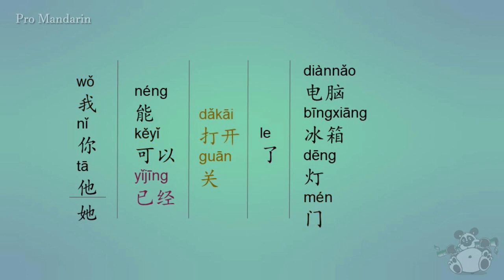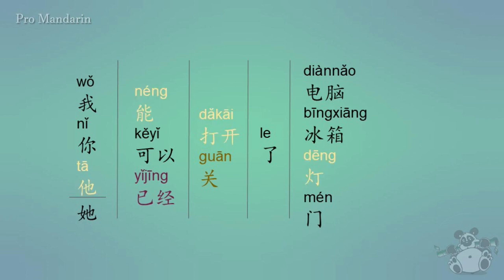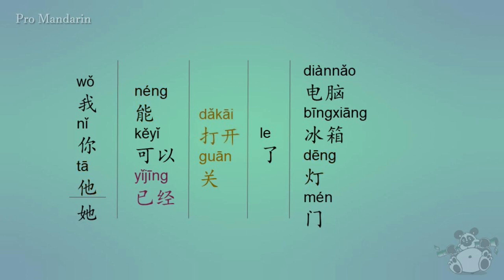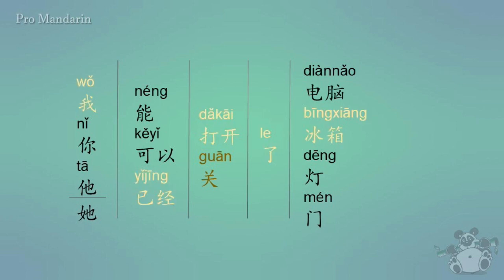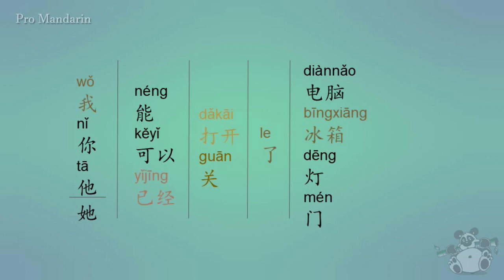Now, the way that you would say he is able to turn on the light, or he can turn on the light, you would say 他能打开灯. Now, for the sake of this lesson, just think of it as that he is physically able to turn on the light. Now, suppose somebody told you to open the fridge and you said, I already opened the fridge. How would you say that? 我已经打开了冰箱.